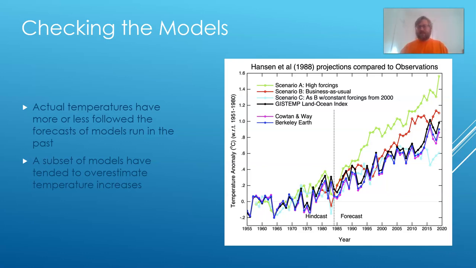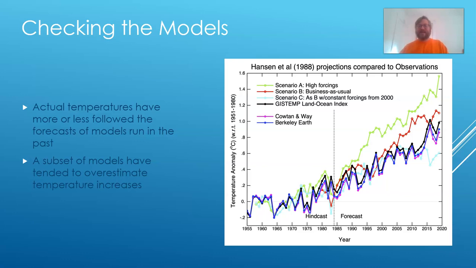And so on this image here, you see the light green is their highest radiative forcings scenario, the one with the most human activity, most changes to climate. Then the red line is sort of their middle scenario, and the light blue is their lowest emissions scenario. And then the black line shows actual temperatures. Okay, so that's what we've observed, because it's now past 2020, so we can look back on three decades worth of forecasts and see how accurate they got it.